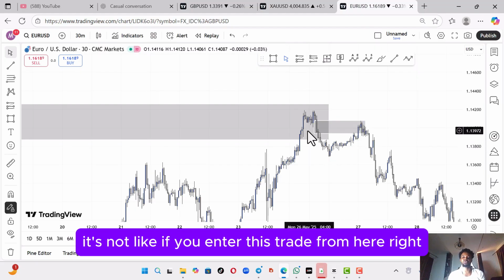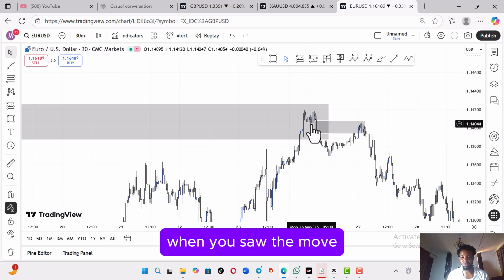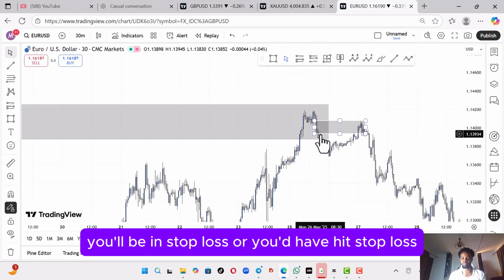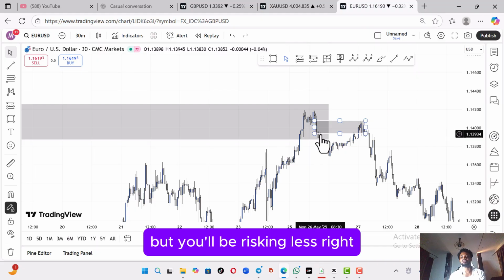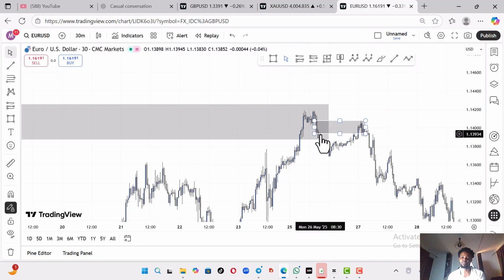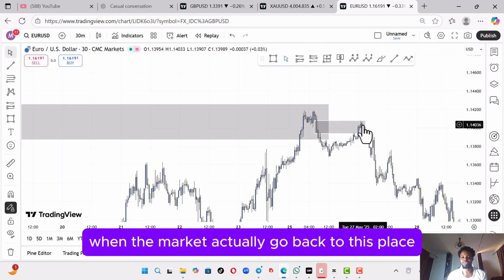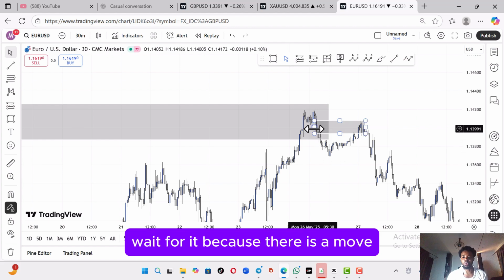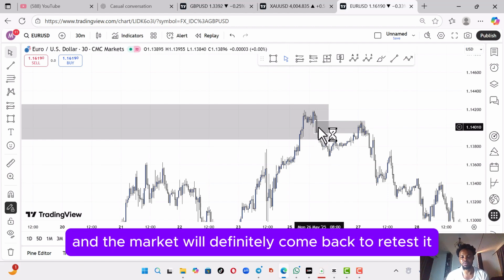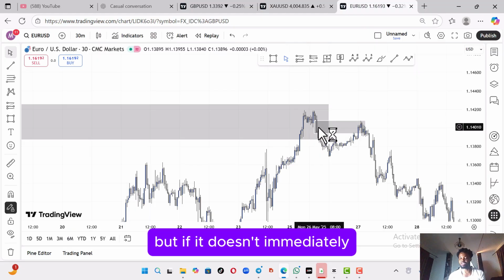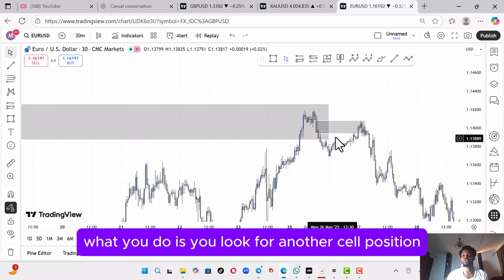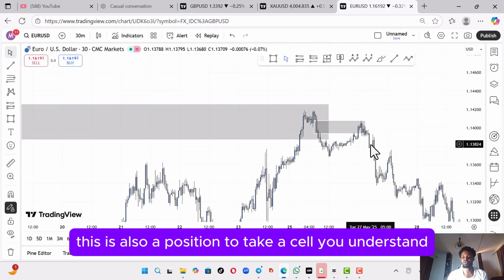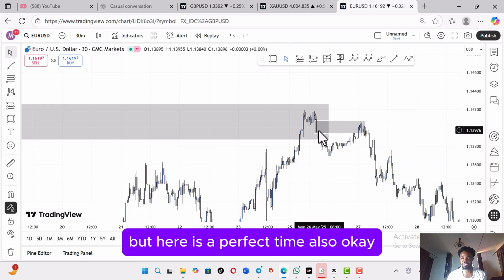It's not like if you enter this trade from here, right? When you saw the move, you would have hit stop loss, but you'll be risking less, right? Instead of panicking when the market actually goes back to this place, you don't have to panic. Wait for it, because there is a strong move here, and the market will definitely come back to retest it. But if it doesn't immediately, you look for another sell position. This is also a position to take a sell. You understand? But here is a perfect time also.